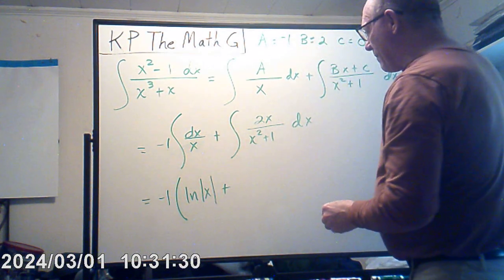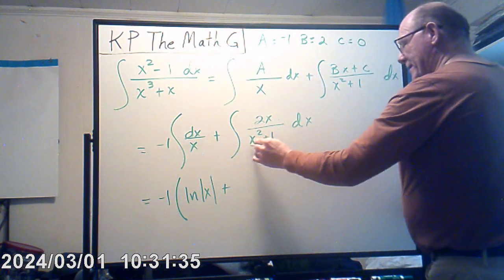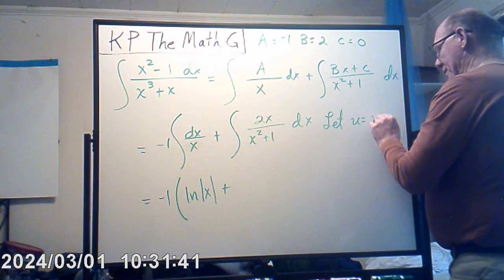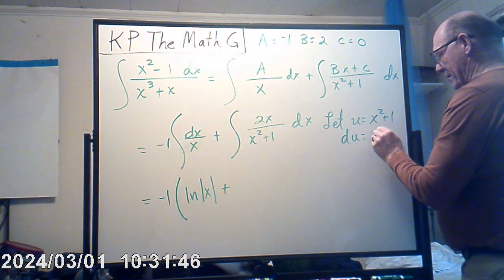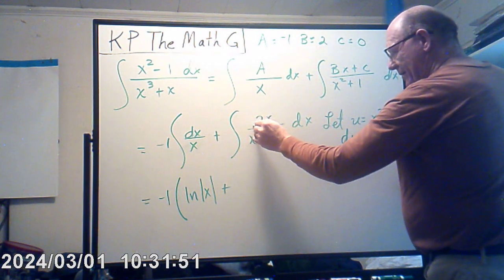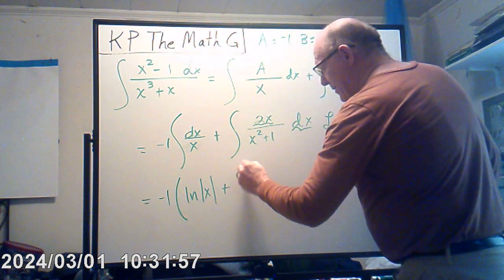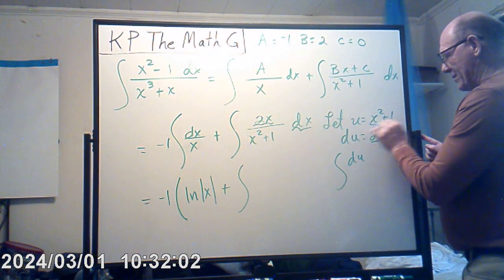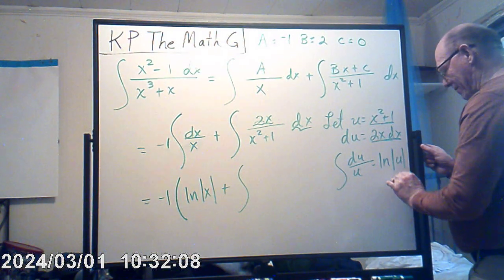Plus, now, this is u substitution. Watch what happens here. Let's let u be equal to x squared plus 1. Then du is equal to 2x dx. Don't I have it right here? 2x dx. So really what I have is du, which is 2x dx, over u. That's equal to ln of u, plus c, of course.